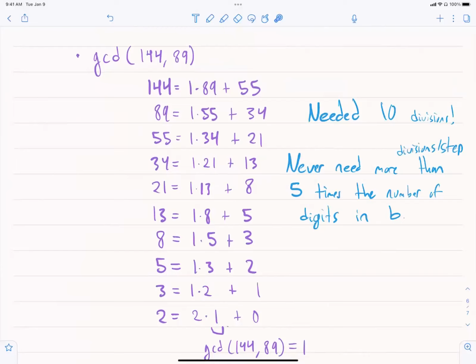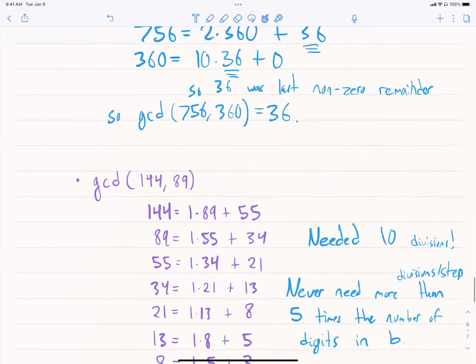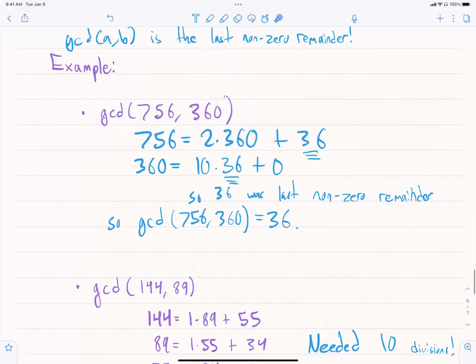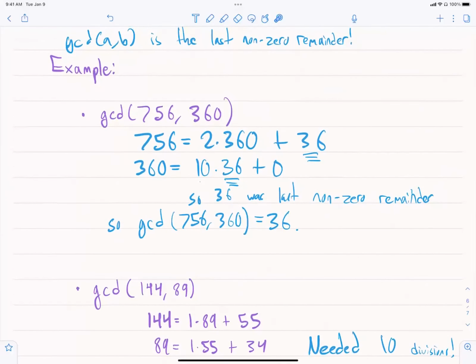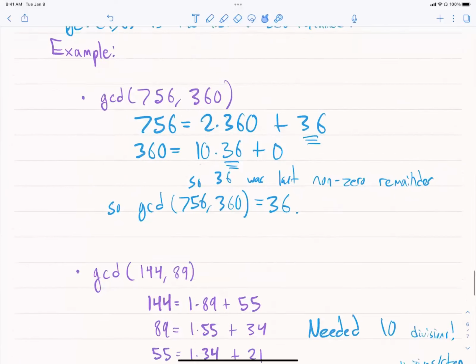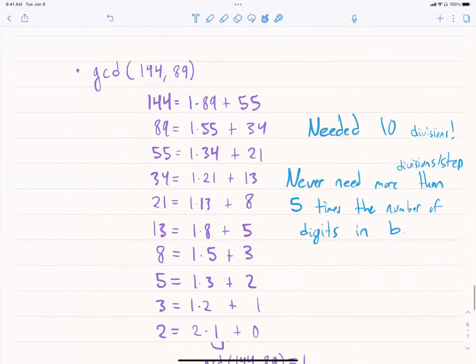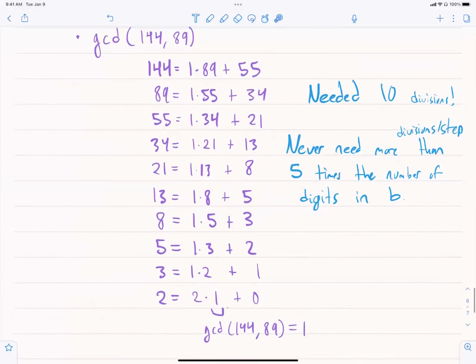You can't write down an example of computing the GCD of 2 numbers where the second one has 2 digits that takes more than 10 steps. And of course, often it'll take much less than that. Like in this previous example, we had a 3-digit number, but this only took 1 or 2 steps. Okay, good.